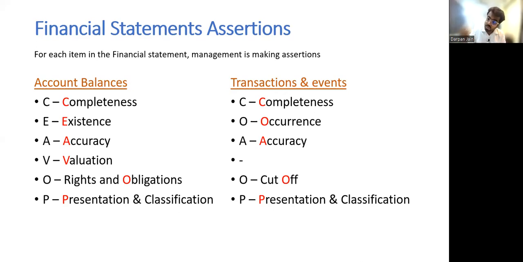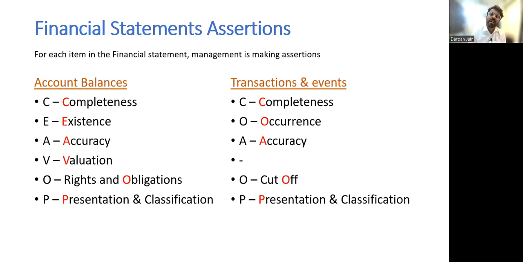This is the amount of trade receivables, the complete amount which they have to receive. They are making an assertion that these are the trade receivables which are existing, and this is the value of the trade receivable. They're making various assertions, various claims like this, right?